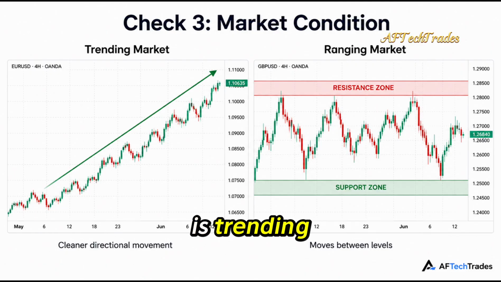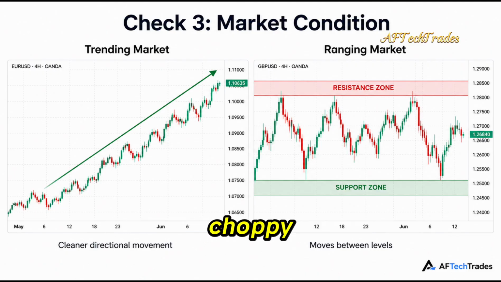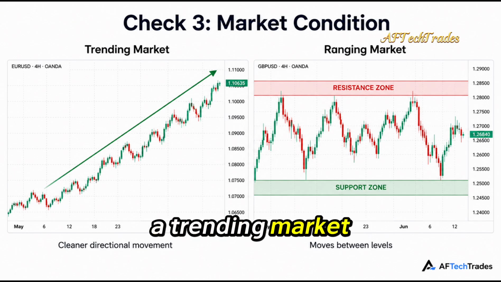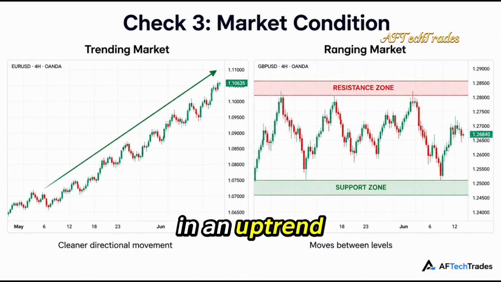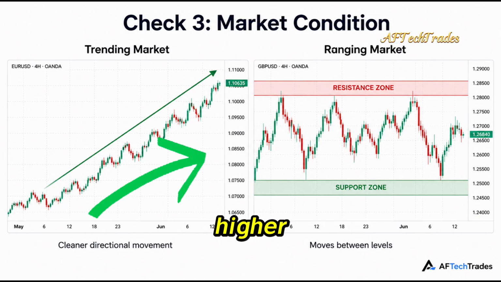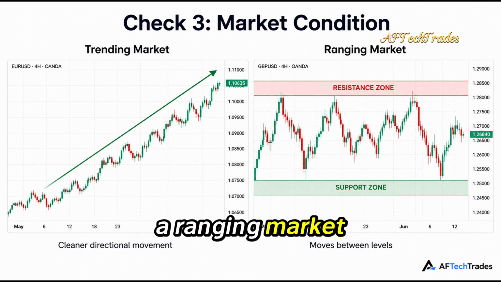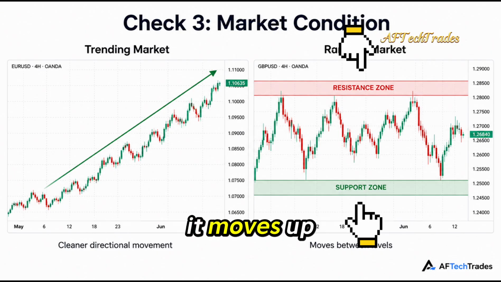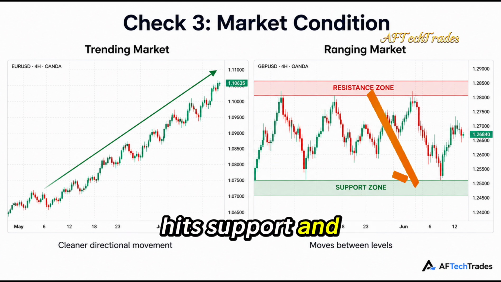Sometimes the market is trending. Sometimes it is ranging. Sometimes it is slow and choppy. Sometimes it is moving with strong momentum. A trending market is when price is clearly moving in one direction. In an uptrend, price keeps pushing higher. In a downtrend, price keeps pushing lower. A ranging market is when price is trapped between support and resistance. It moves up, hits resistance, comes down, hits support, and repeats.